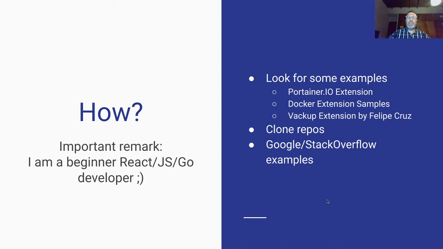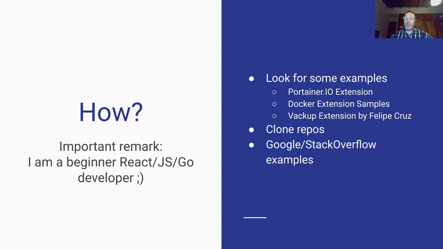How did I make this extension? The important remark is that I'm a beginner developer of JavaScript and Go programs, so I made this extension only by looking at some examples. The first extension I looked at was portainer.io, the tool for managing Docker swarm in our cluster. I know this tool, so I went to the GitHub project and downloaded the code of this extension to see how it was made.